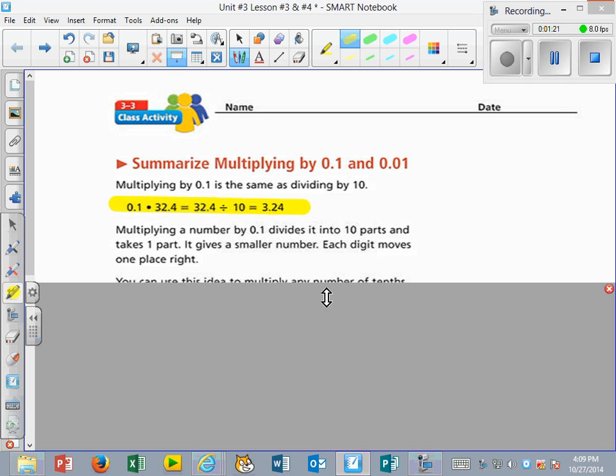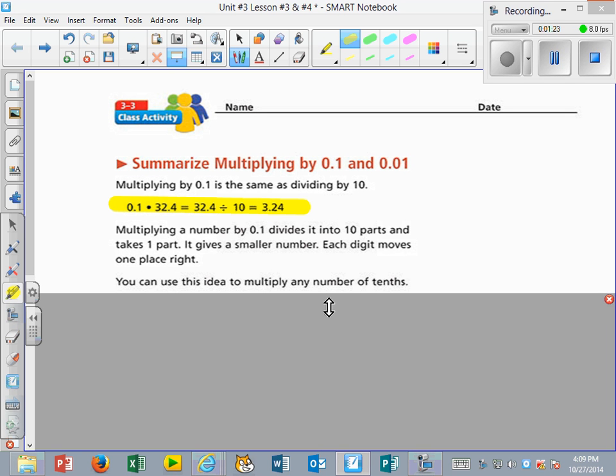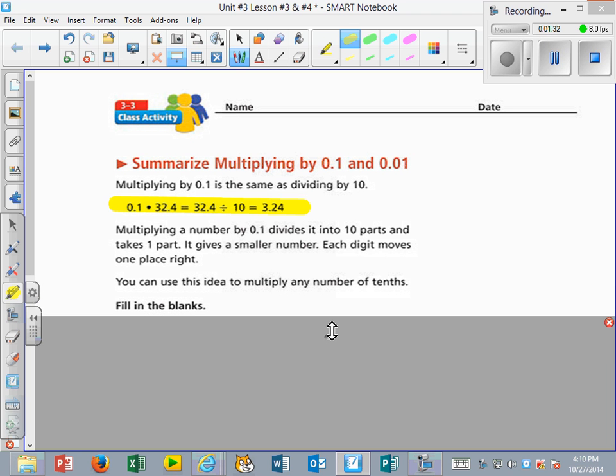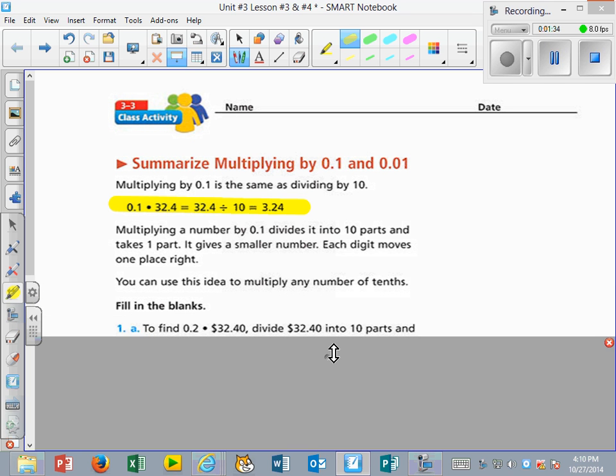Let's look at that a little closer in another problem, but it goes on to say you can use this idea to multiply any number of tenths. So anytime you have a number in a tenths place, this strategy should work. So let's put it to the test. All right, so fill in the blanks here.